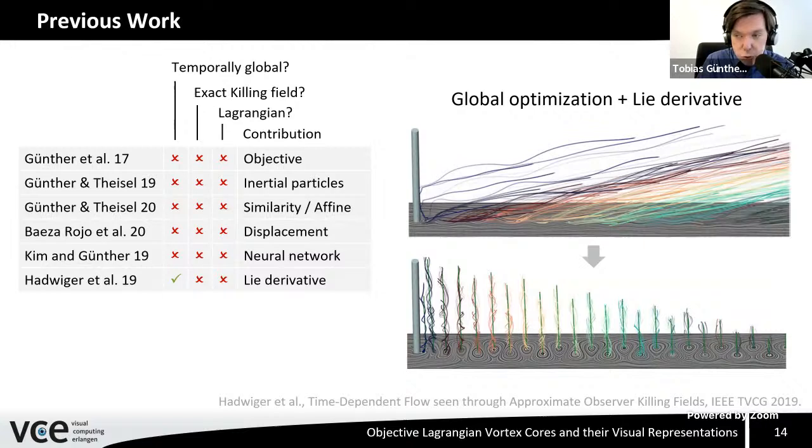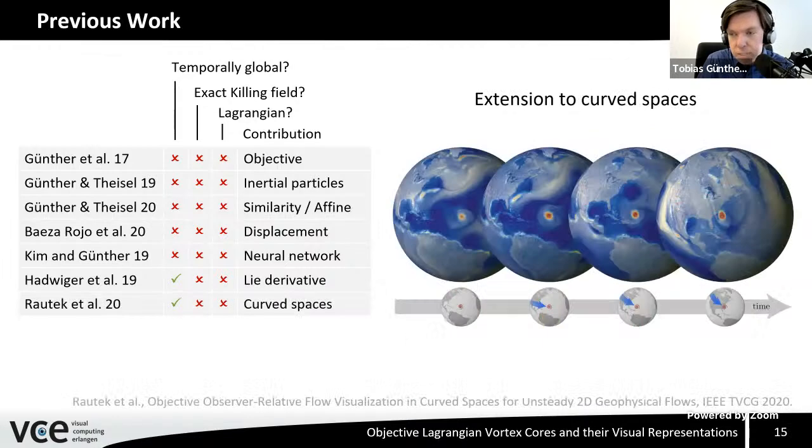Hartwiger and colleagues have shown that the objective function of the optimization can be expressed very elegantly using a so-called Lie derivative, which finds the time derivative of a vector field under motion in another vector field. And in addition, they also phrased the first global optimization that looked for observers in all time slices at once. Now, thanks to this Lie derivative, the approach could also be very easily extended to curved spaces.